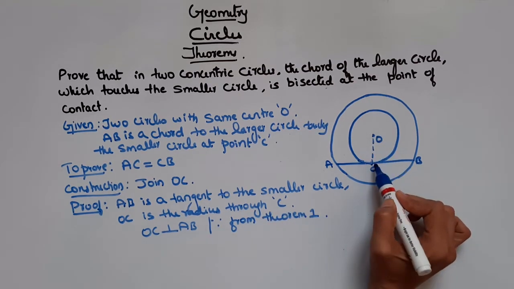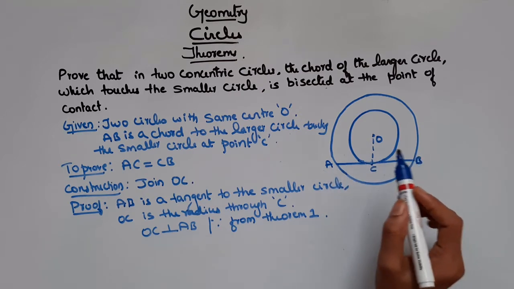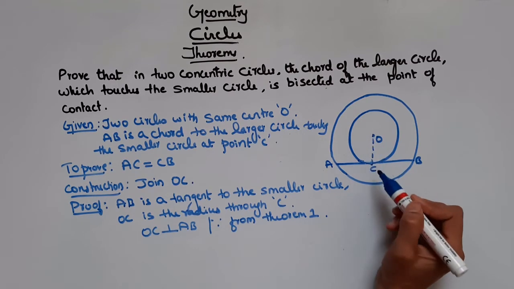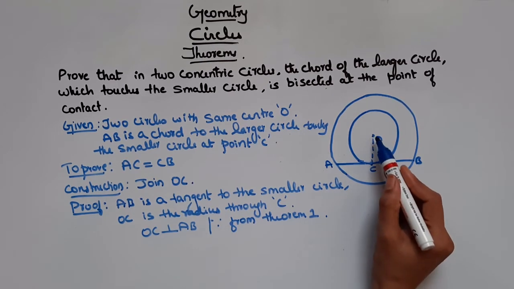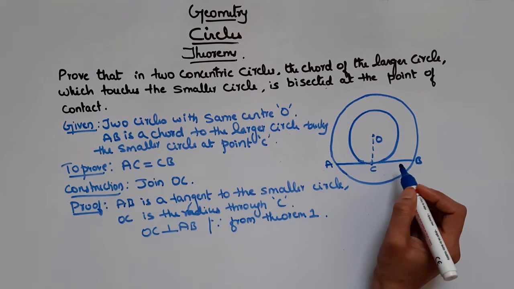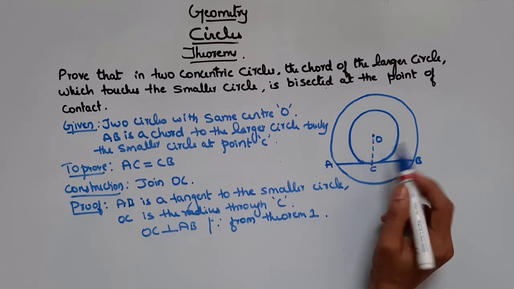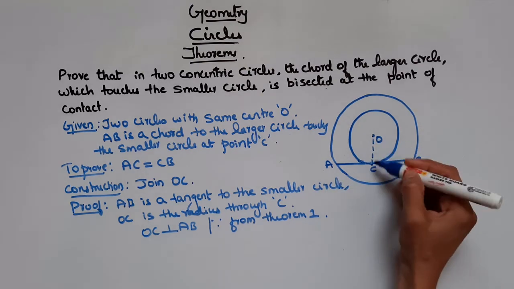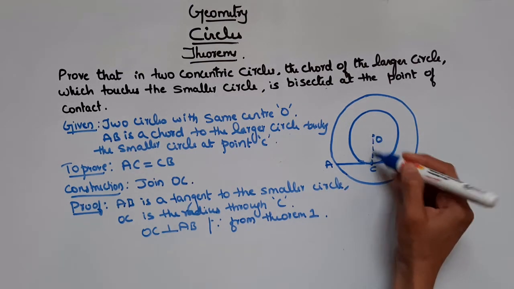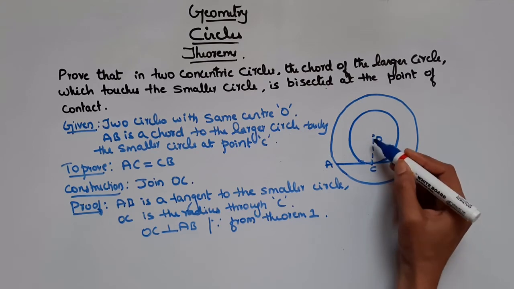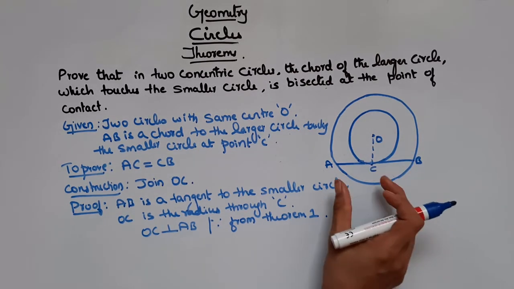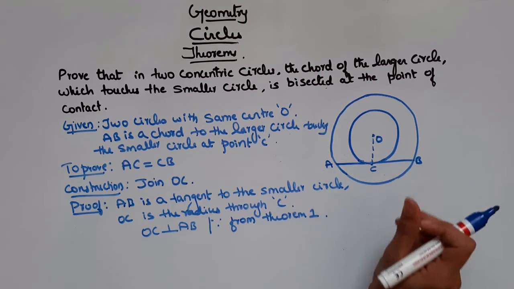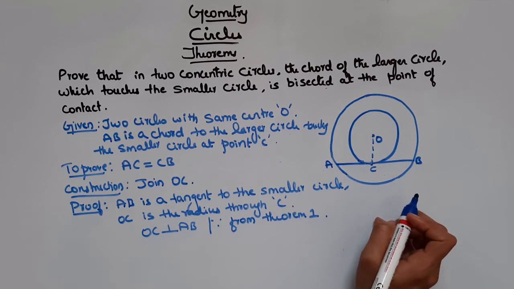So now we said OC is perpendicular to AB, but we know a perpendicular line drawn from the center of the circle to the chord will divide the chord equally, or that will bisect the chord. So here AB is a chord to the larger circle. So OC is the perpendicular line from the center of the circle. So that means it will bisect the chord. In other words, we can say AC is equal to CB. I hope you are getting my point.